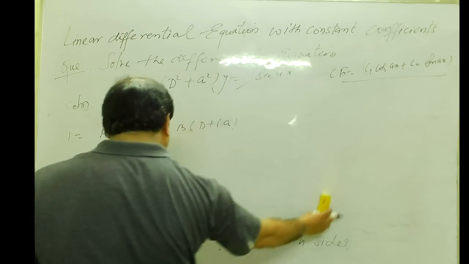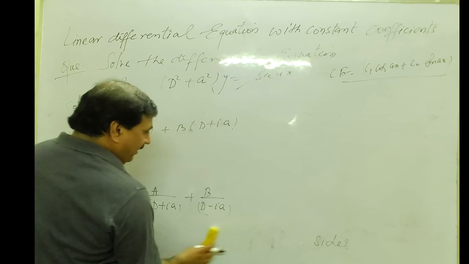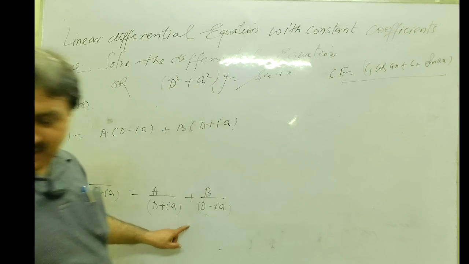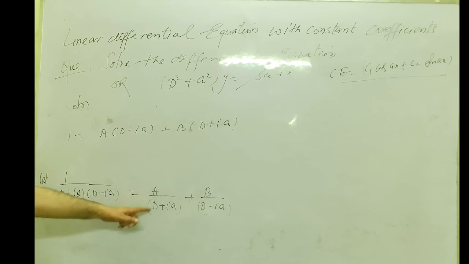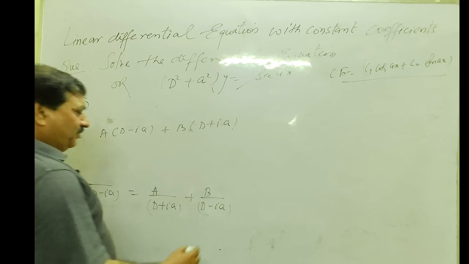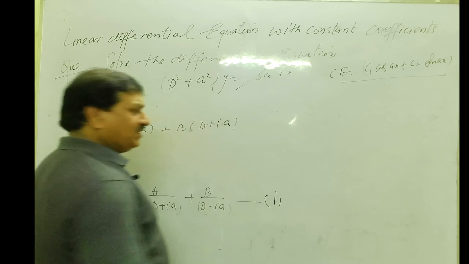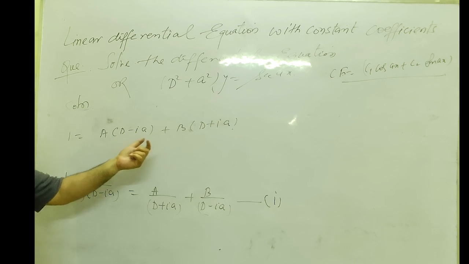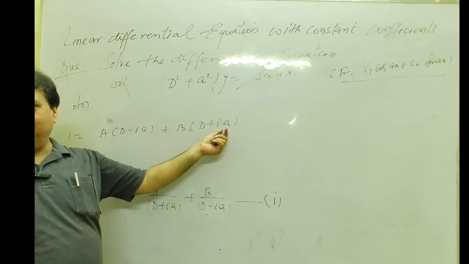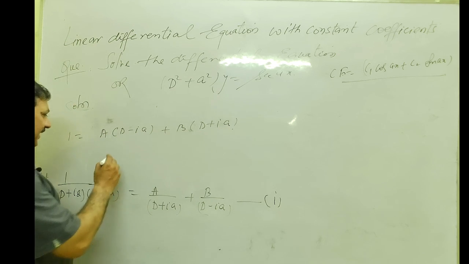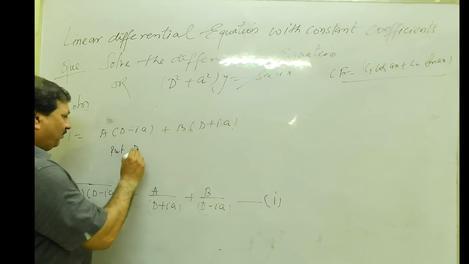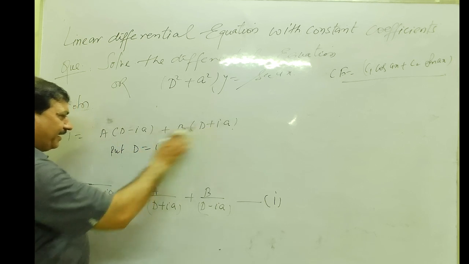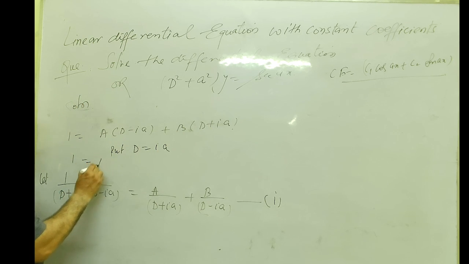Here we will calculate the values of A and B. A and B are constants. We will put them in this equation. Suppose this is equation first. Find out the values of A and B. We will put the opposite sign. Suppose D equals ia first, and put it in this equation on the left and right. This gives 1 equals A.